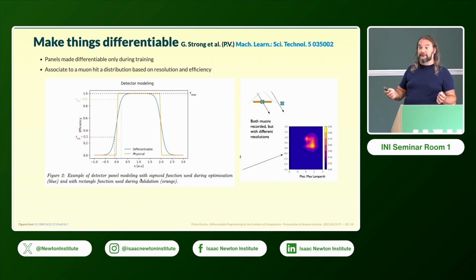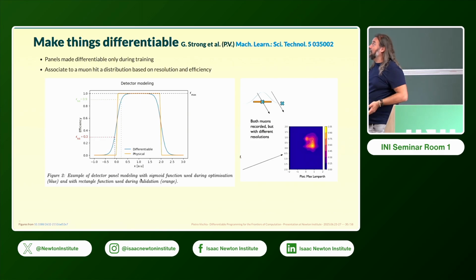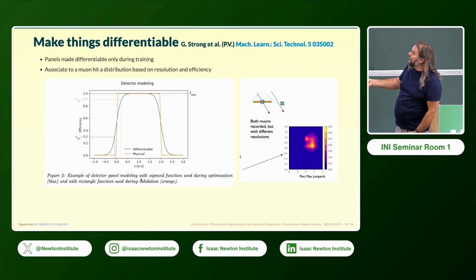Plus the fact that we have to have everything differentiable. For instance, a detection panel is an object that has a certain efficiency of detection, and when it finishes, the efficiency of detection drops to 0. Suddenly, this is non-differentiable. How do we do that? Well, we use some tricks. During the training, we don't use the actual physical panel, we use a differentiable surrogate, so we basically put a sigmoid on the borders.